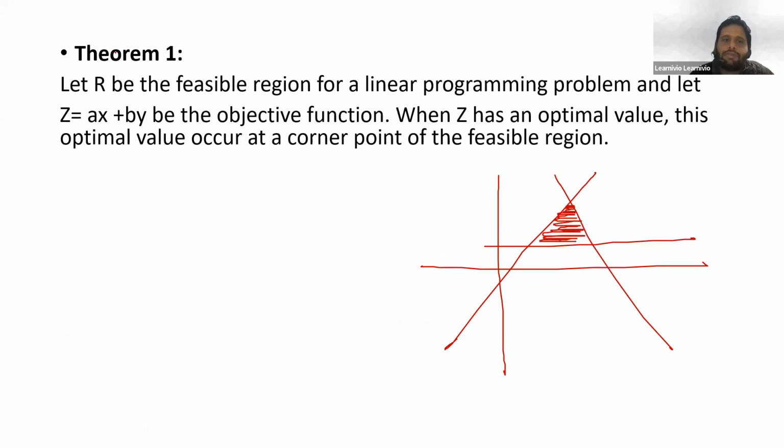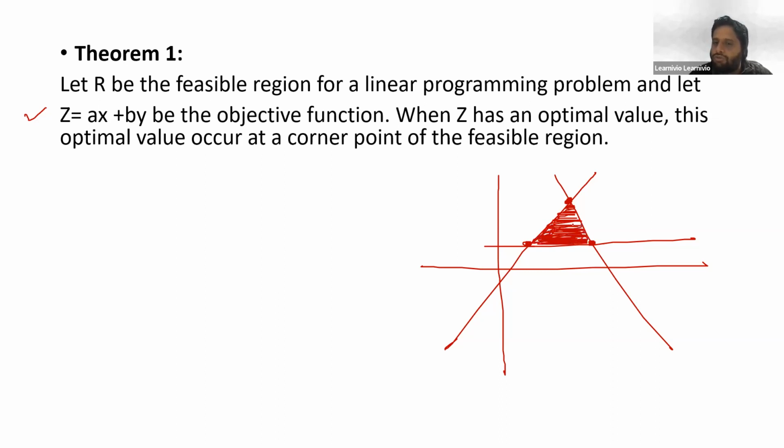So the theorem is, let R be the feasible region for a linear programming problem and let Z = AX + BY be the objective function. When Z has an optimal value, this optimal value occurs at a corner point of the feasible region. So the optimal value will always occur at the corner point. That means the maximum or minimum value will always occur at the corner point.